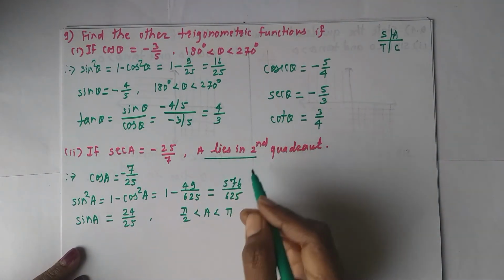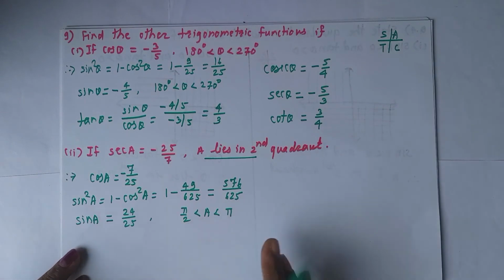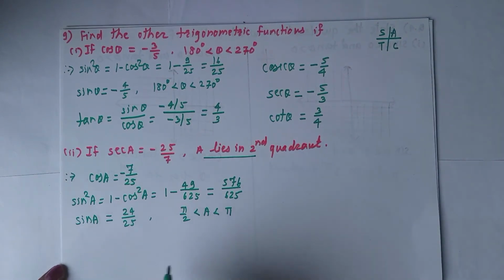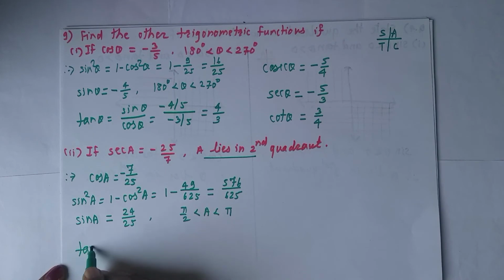See here, A lies in the second quadrant. Second quadrant means pi by 2 to pi. Therefore I am taking the positive value here. From that I will find tan A.